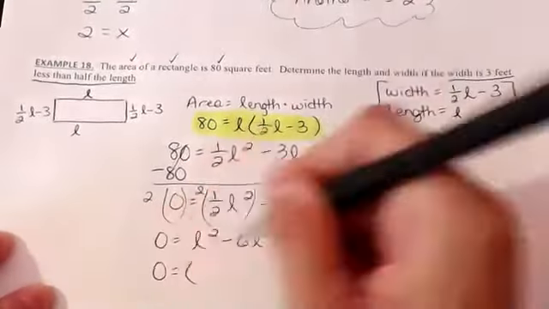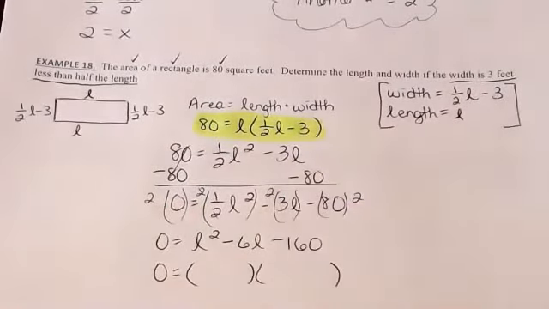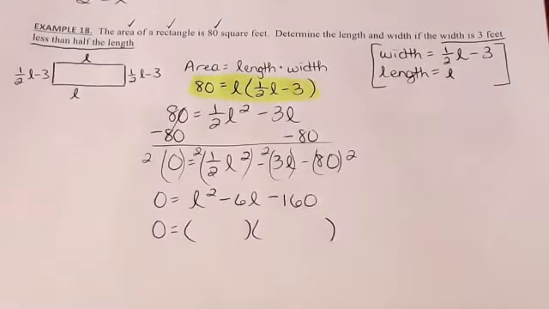Cool. Think about what goes in the sets of parentheses for a second. Take a moment to think about what those factors have to be. What are factors of negative 160 that give you negative 6? Did you find it?